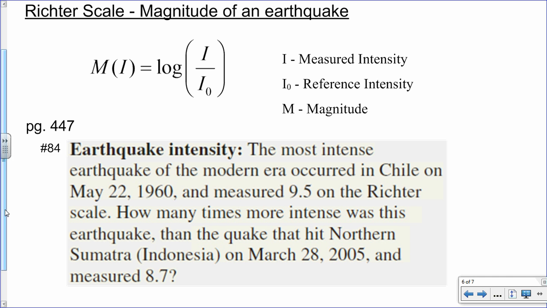So I want to set up this equation for both the Chile one and the Indonesia one. Also, I see log without a base. So what's the assumed base there? 10. So I need to know that that's base 10.